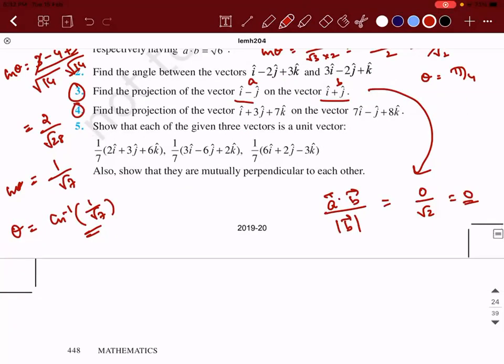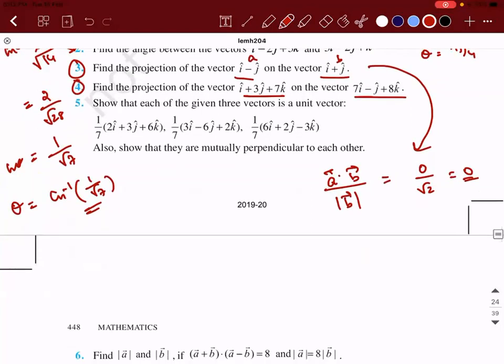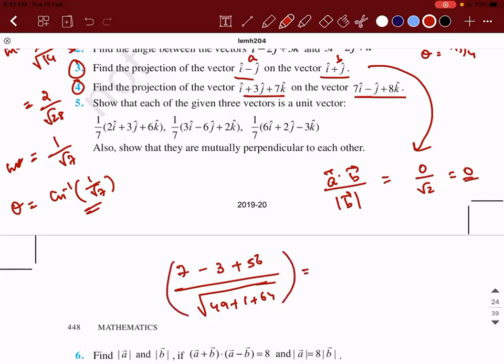Fourth one, find the projection of this on the other vector. So answer is A dot B. So 7 minus 3 plus 56 divided by root of 49 plus 1 plus 64. Whatever is the answer calculated, that will give you the projection. Okay.